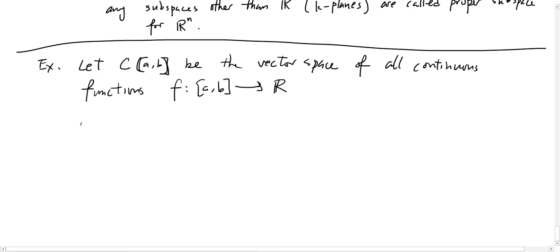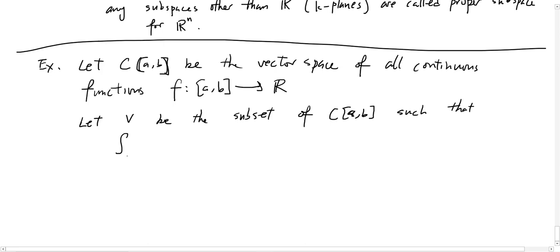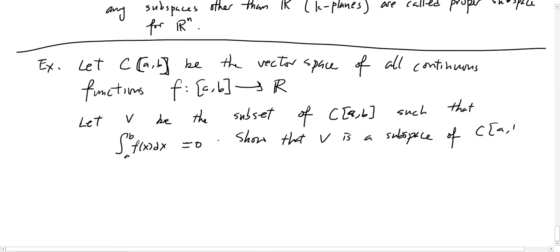So let's say we let V be the subset of C, the continuous function space from A to B, such that the integral from A to B of f of x dx has to be 0. And what I want you to do is to show that V is a subspace of this continuous function space.